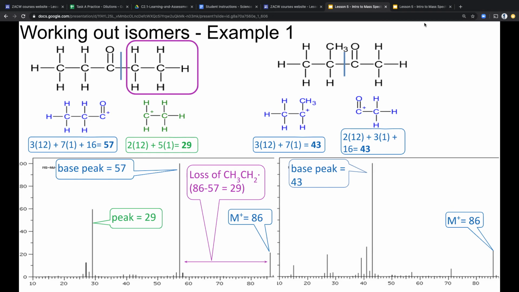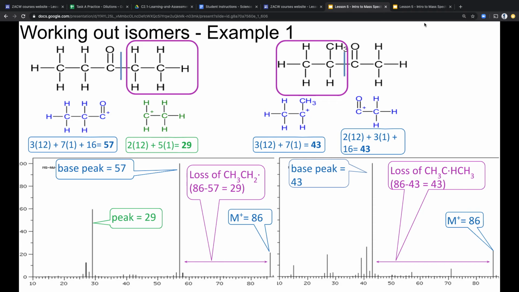We could break the bond there, forming two different ions with a mass of 43 each. So either one could be contributing to it, which explains why the base peak is so high. There's a lot of abundance, so both can form ions with a mass of 43. Now, there's a loss of 43 between them. Either one will be the neutral fragment, and the other one will be the charged fragment.